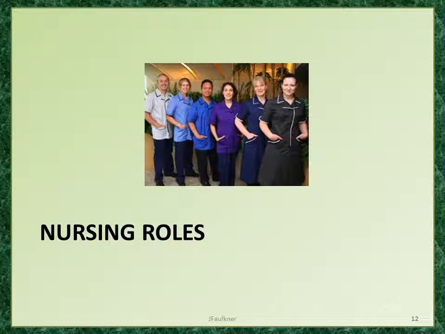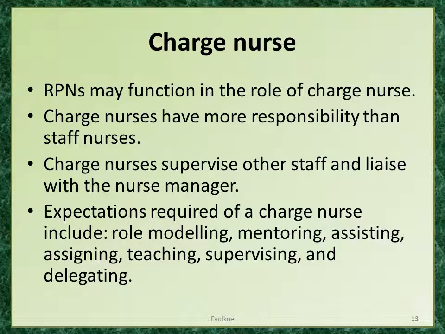There are multiple roles for nurses, from the staff nurse providing frontline care to the chief nursing officer for the province. We will focus on two specific nursing roles, the charge nurse and the staff nurse. RPNs, depending on the setting, may function in the role of charge nurse. A charge nurse has more responsibility than a staff nurse and supervises other staff and liaises with the nurse manager. The position of charge nurse may be permanent and assigned or may rotate between experienced staff members. The job description of the charge nurse varies from organisation to organisation. However, the expectations required of a charge nurse include role modelling, mentoring, assisting, assigning, teaching, supervising, and delegating.